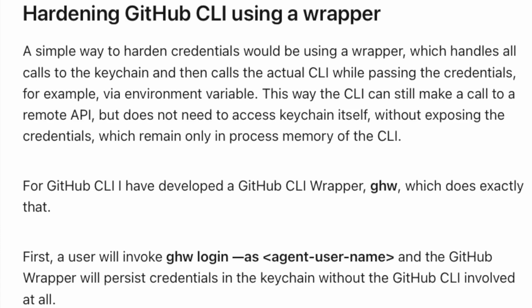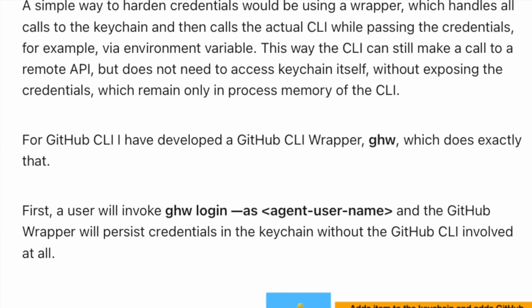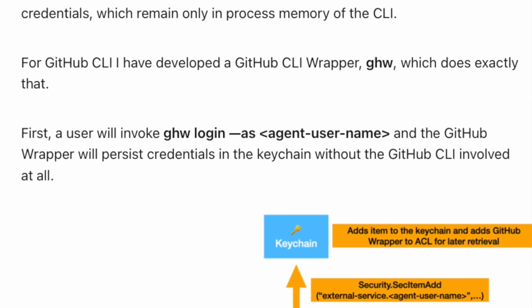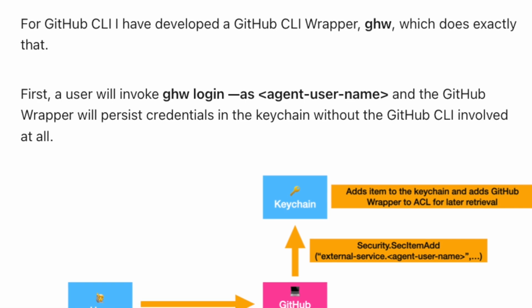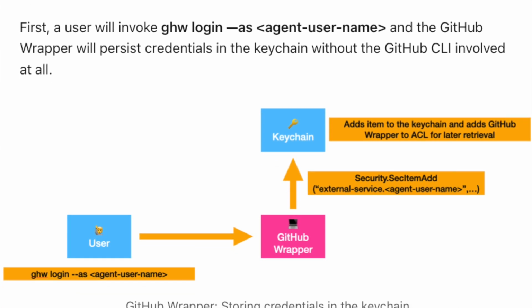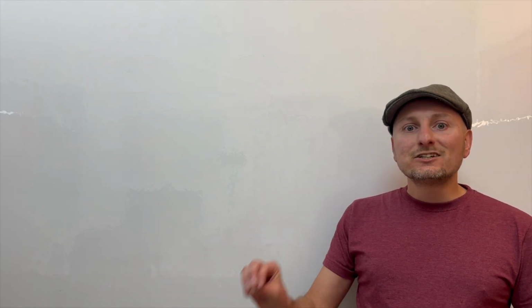But the solution for that is to enhance the CLI, and that's exactly what I did. For both Git CLI and GitHub CLI, I have written a wrapper, and the wrapper makes sure that the credentials are stored in the keychain, and that these credentials can only be accessed by the wrapper itself.